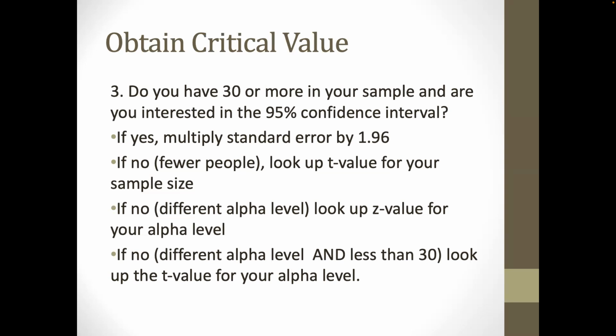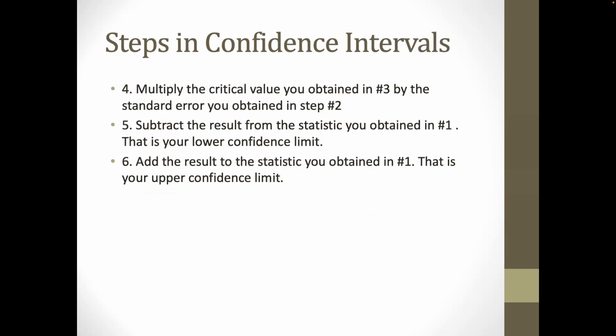95% confidence interval. If you have over 30 people, but you want a different confidence interval, say 99%, you're going to look up the z-value for that. And if you want a different alpha level and you have less than 30, you're going to look up the t-value for that. So find the critical value. Usually it's going to be 1.96.